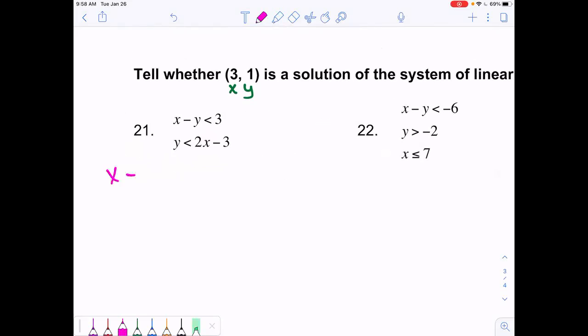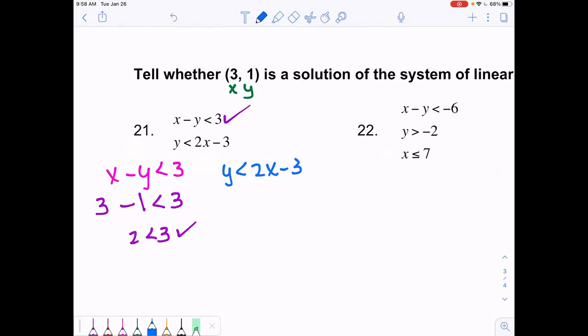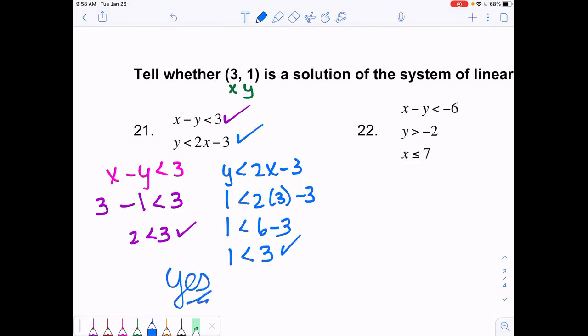So I would have 3 minus 1 is less than 3. 2 is less than 3. That is true. 2 is definitely smaller than 3. This is 21. I have to check the second one because if it works for one, I need to see does it work for the other one. y is 1, x is 3. Is 1 less than 3? Yes, 1 is also less than 3. That works. So then it's a big yes. It's a solution.